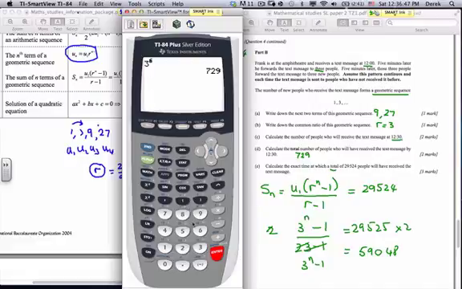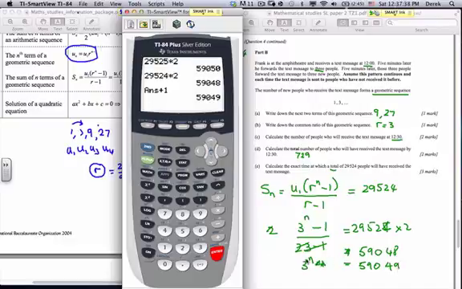Let me just check that to make sure I haven't made a mistake with that. Sorry, I made a mistake here. This is a 4 here. Let me just do that again. 29,524 times by 2. Then there I get my 59,048, but that's equal to 3 to the n minus 1, so I must take that minus 1 over to the side, so I add 1 to that, and I get 59,049.